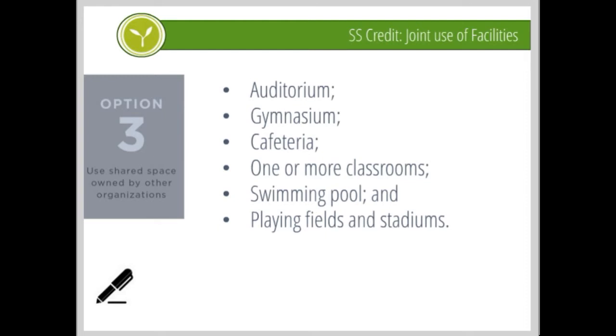Option 3 is to use shared space owned by other organizations, worth 1 point. In collaboration with the school authorities, ensure that at least 2 of the following 6 types of spaces that are owned by other organizations or agencies are accessible to students: the auditorium, gymnasium, cafeteria, 1 or more classrooms, swimming pool, and playing fields and stadiums.